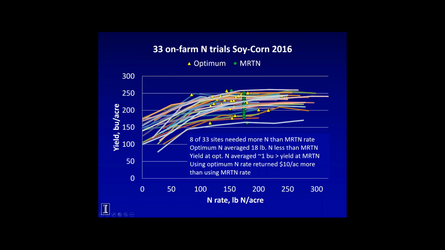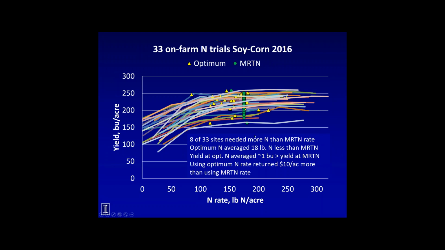So you can see some in here that are on the right hand side, and those are ones where for one reason or another we needed more nitrogen. We'll go on and talk about some other data, but in this case only about a fourth of the sites needed more nitrogen, and MRTN is what we use as shorthand for the maximum return to nitrogen that the N rate calculator provides.